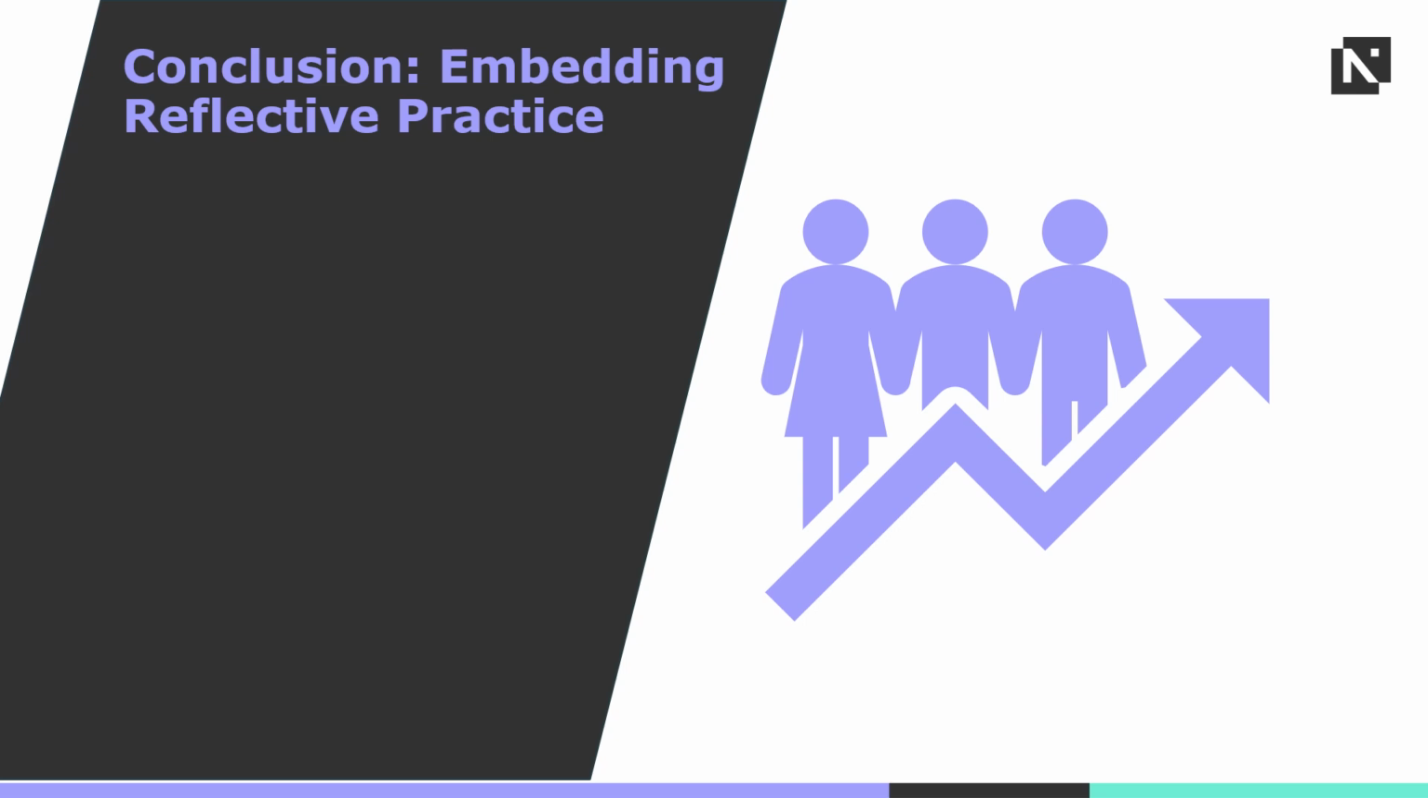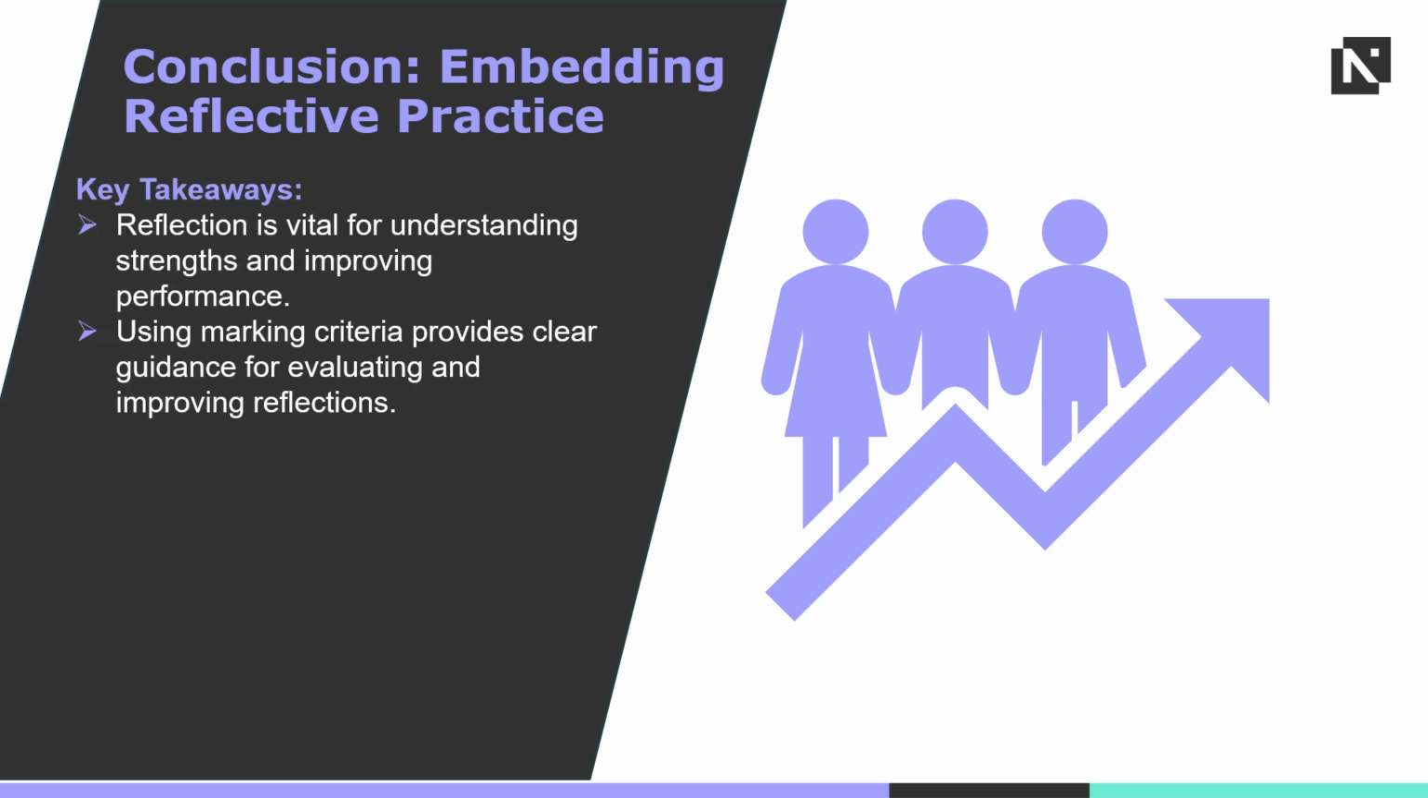So as we wrap up, let's revisit the importance of embedding reflective practice into teaching and learning. Reflection is crucial for both personal and professional growth. It helps students understand their strengths and identify areas for improvement, enhancing performance. Using marking criteria offers clear guidance for evaluating and refining reflections and ensuring alignment with learning goals.